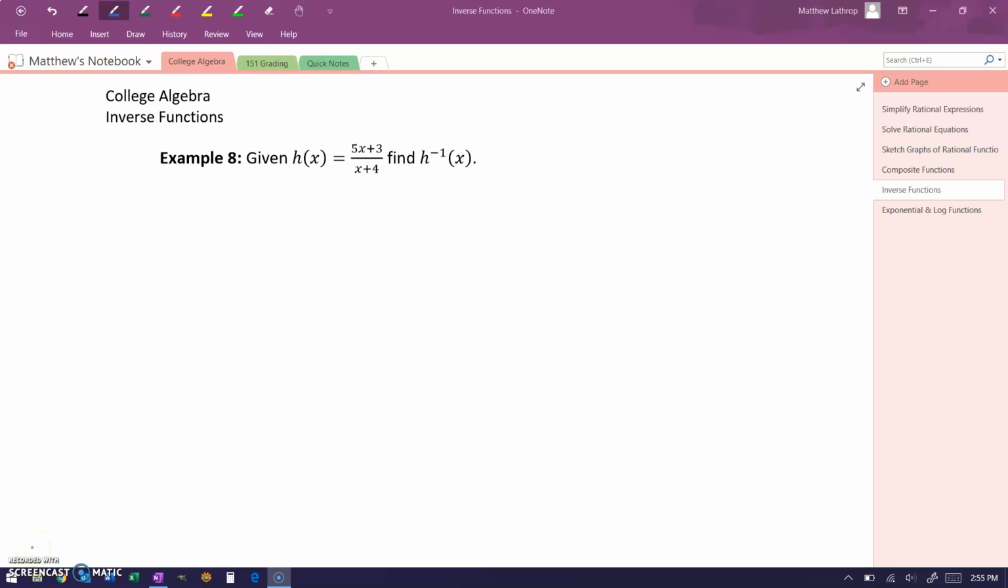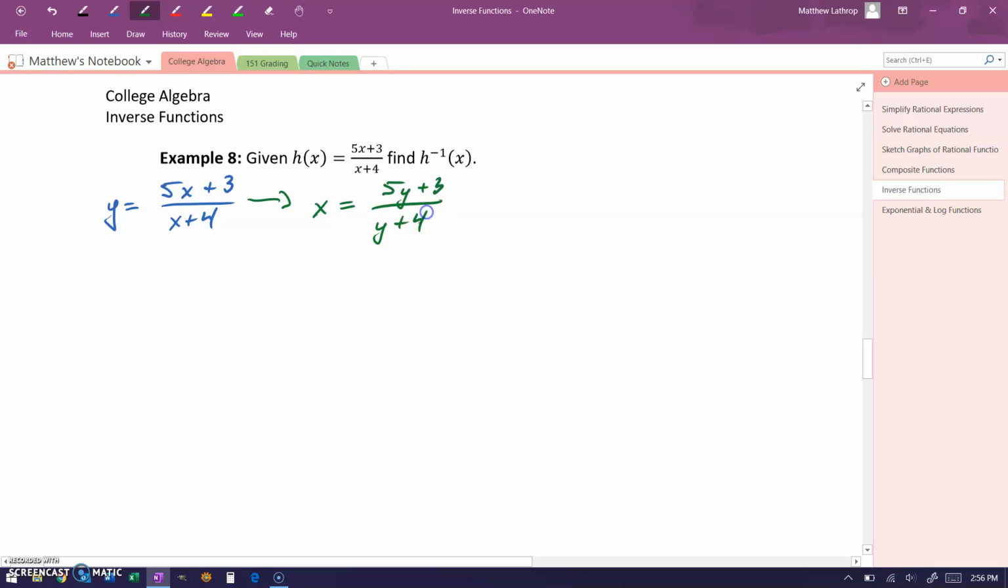In example 8, we again want to find the inverse of this given function, which in this case is the function h. We'll rewrite this as y equals 5x plus 3 over x plus 4. And then what we'll do is again look at swapping our values for x and y, to rewrite this as x is equal to 5y plus 3 over y plus 4.